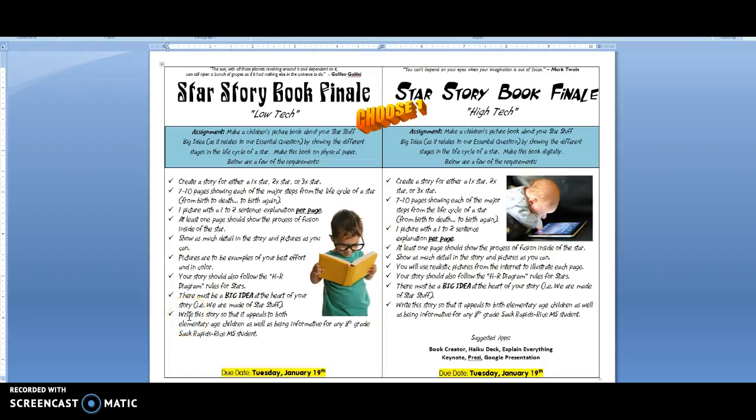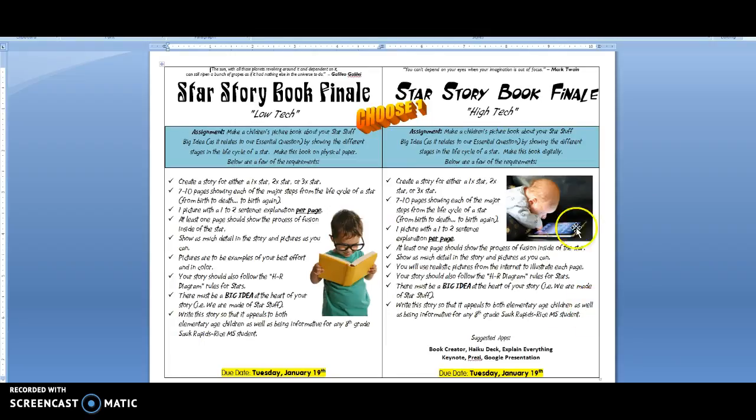And you really want to write it as if it would appeal to elementary age children, but also be informative for 8th grade, middle school students. I should be able to read it and know that you understand stars to a high level. So you want to go for accuracy. You want to have as much detail in it as you can, but make it very accessible for younger kids.